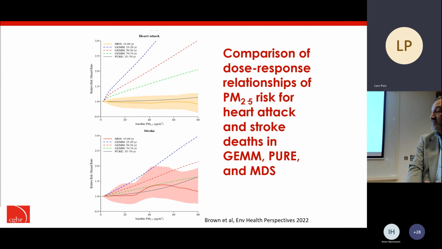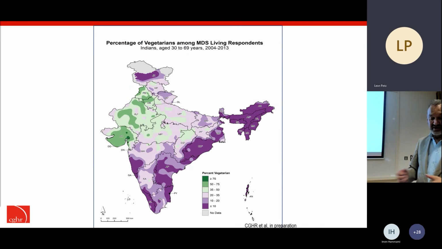So I don't believe those GBD model estimates really are correct for India, and they might not well be true for China and other settings. Okay, what about lacto-vegetarianism? This is kind of a unique exposure in India because you can study lifelong lacto-vegetarians. People basically are born into lacto-vegetarian families and stay that way. And what you see is the green represents the percentage who are lifelong lacto-vegetarians.